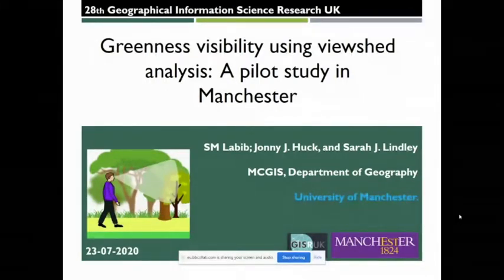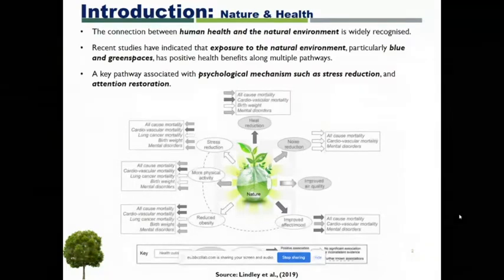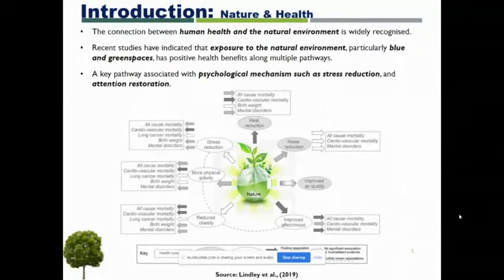So why greenness visibility? The connection between human health and the natural environment is now widely recognized. There are different pathways where nature exposure, or exposure to green and blue spaces, can help, such as improving air quality, heat reduction, or stress reduction. In particular, we're interested in the psychological mechanism in this paper, so we're looking at stress reduction and mental disorder. These are the benefits you can have through different kinds of exposure to greenness.